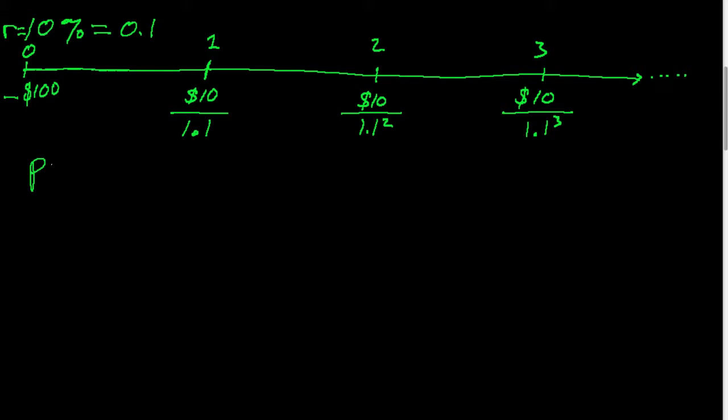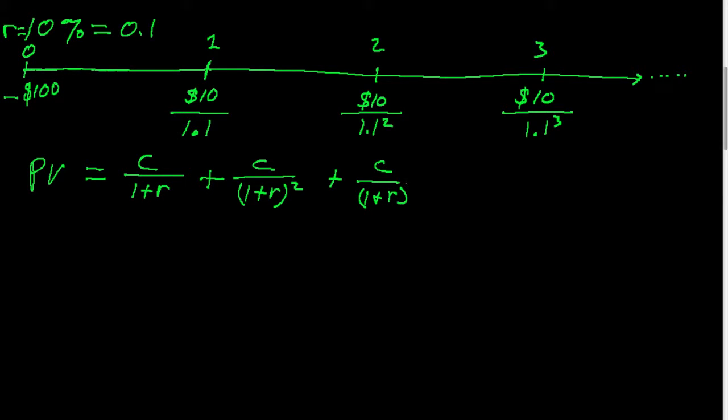The present value of this stream of cash flows is equal to, let's use the letter C for the $10, how much you're getting at the end of each year, and 1 plus R, which is the interest rate. That's the first year, plus C divided by 1 plus R squared, plus C divided by 1 plus R cubed, and so on. Well, that's an infinite series.